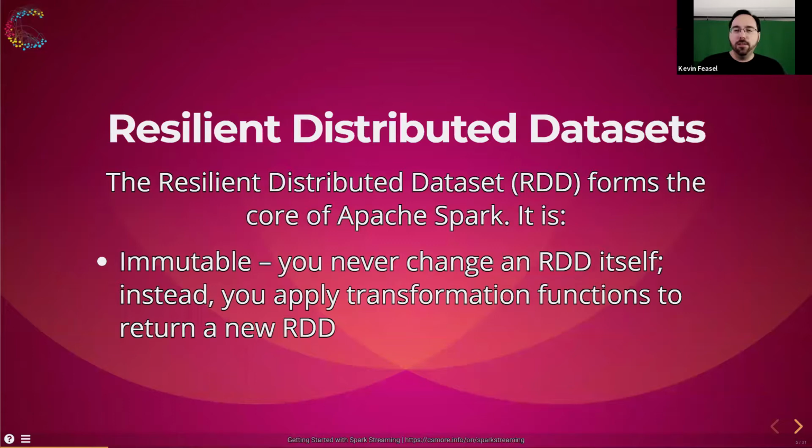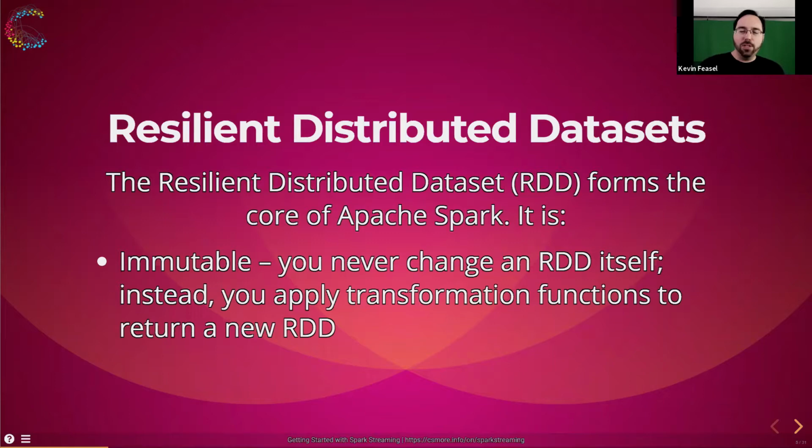Let's talk again about RDDs, because understanding the nature of this data structure is going to get us through Spark as well as get us into Spark Streaming. There are a few properties that make resilient distributed datasets really important to us. The first is that they are immutable. You never change the RDD itself. Instead, you apply a function that generates a new RDD. So this is a nod to the notion of functional programming. And there's a lot that comes with this, which I'm going to gloss over today.